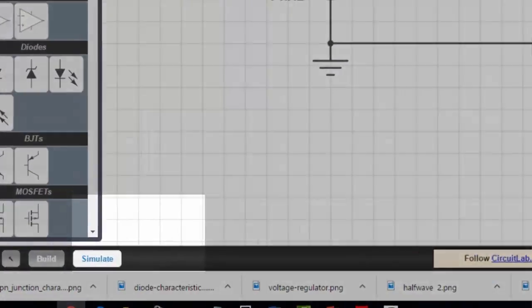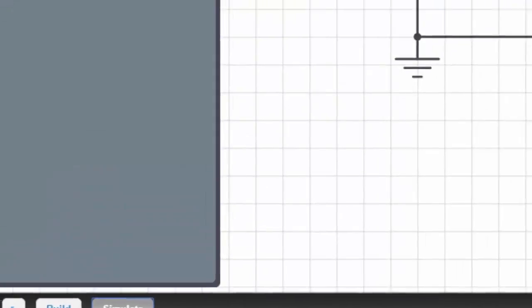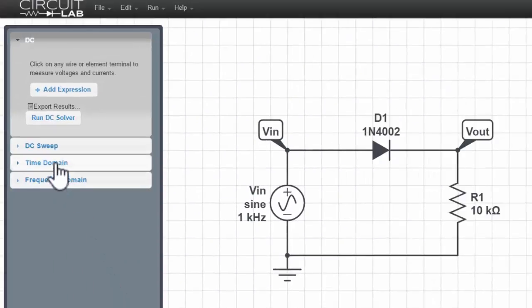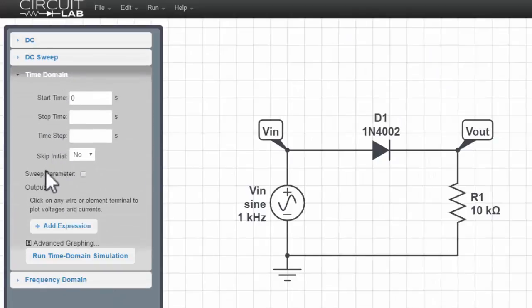After you are satisfied with your circuit, click Simulate, and then we will run a time domain analysis. For the start time, let's put 1 second, and the stop time, let's put 1.005 seconds. The reason why we start with 1 second is to give time for the circuit to stabilize itself before looking at the output signals.